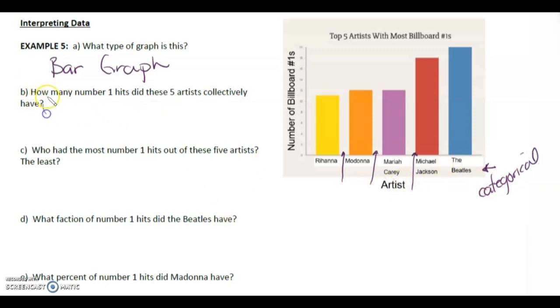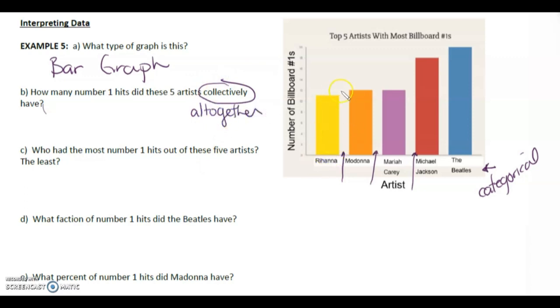Okay, so how many #1 hits did these 5 artists collectively have? Well, let's take a look at what we're actually talking about. So these are top 5 artists with most Billboard #1s. Okay, so there's 5 artists here. And going up the side, this is numerical. These are the number of Billboard #1s. Numerical. And then these are the artists. So how many #1 hits did these 5 artists collectively have? Collectively means all together.